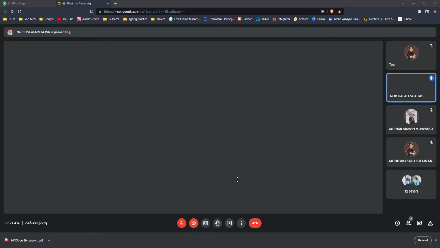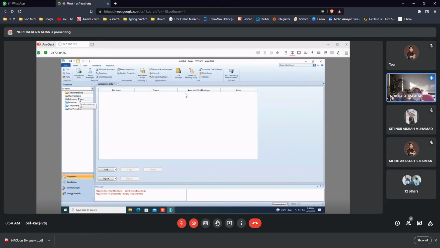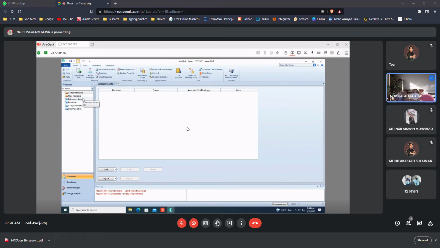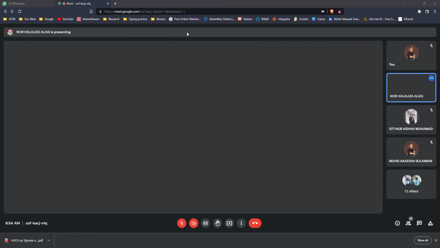Component list means the reactant involved in the stream. And the next one is the fluid package. The other 4 things here, we will look into in later lab exercises, maybe in week 4, week 6, 7 and 8, after your presentation.